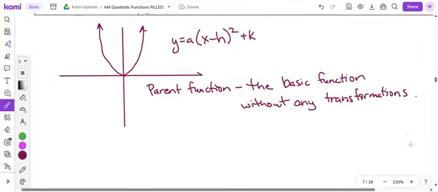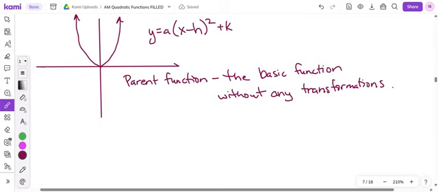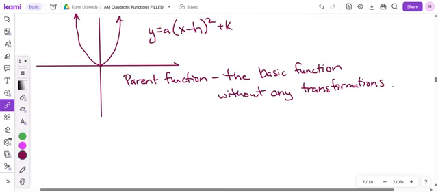How's this for a quick definition for a parent function? A parent function is the basic function, or the basic shape, without any transformations. Does that answer your question? So we can't have a horizontal or a vertical translation. That's why the vertex has to be at the origin, because there haven't been any transformations yet. I like that question.